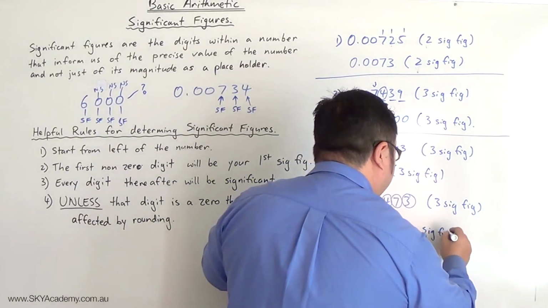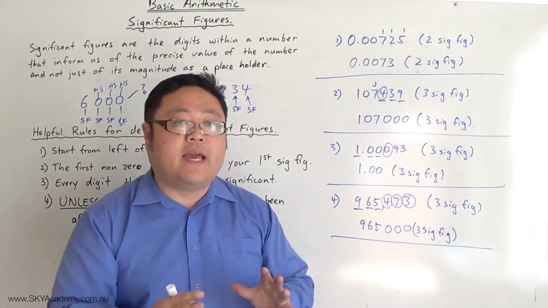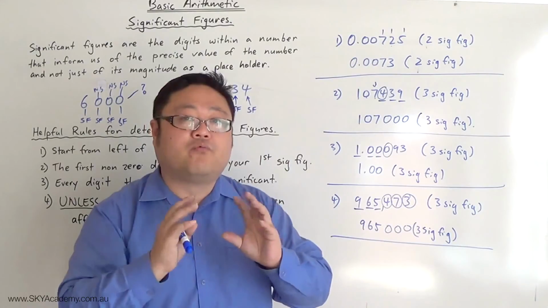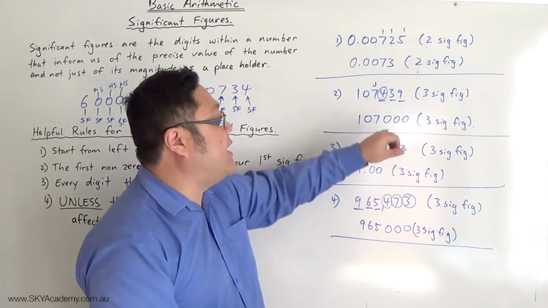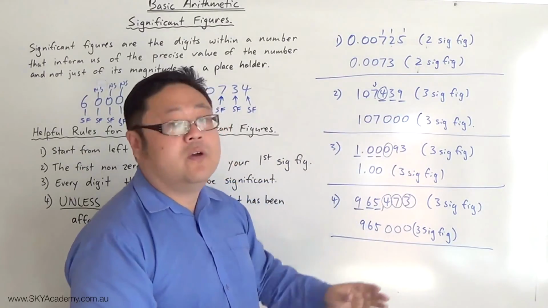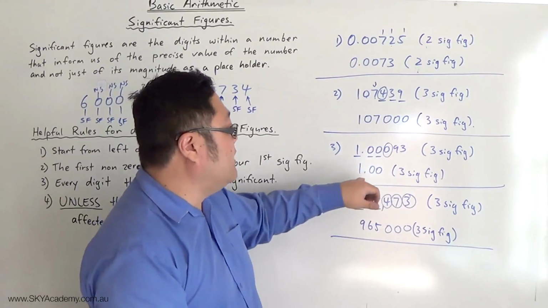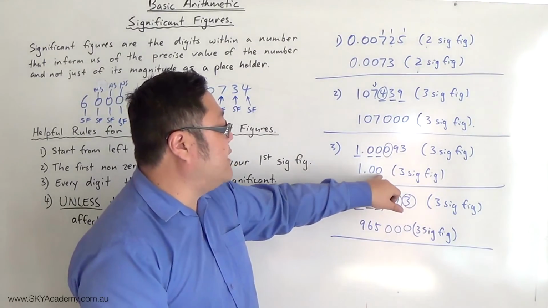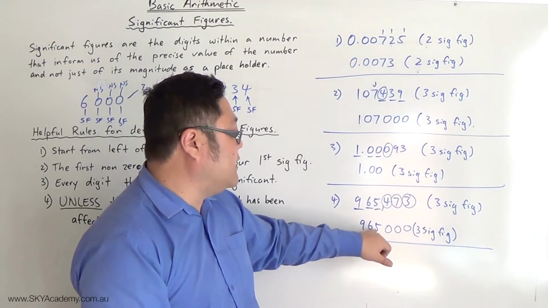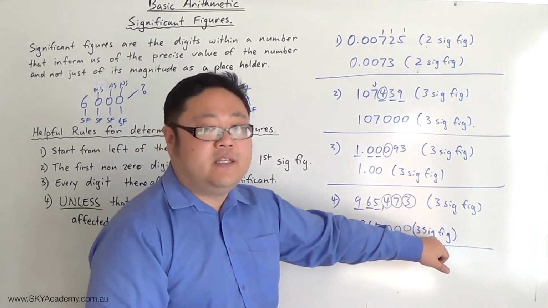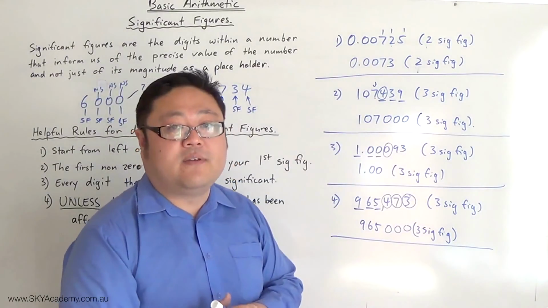Now, like I said, you're likely to encounter significant figures when it comes to rounding numbers. Okay, so they're either going to ask you to round numbers to significant figures or to decimal places. In this particular case, this is rounded to 2 decimal places or 3 significant figures. This is rounded to the nearest 1,000 or 3 significant figures, and this number is rounded to the nearest 1,000 as well, or 3 significant figures.